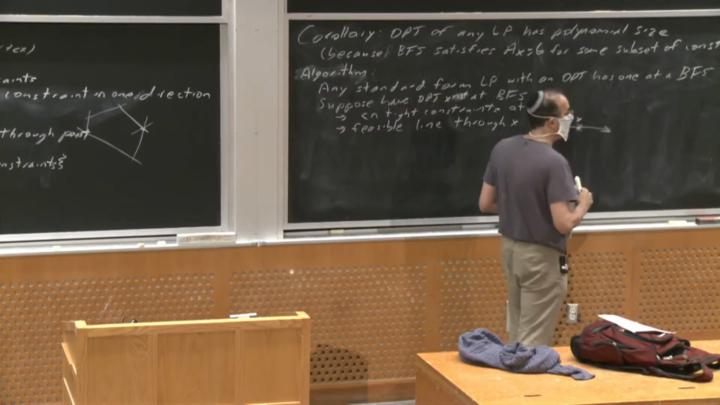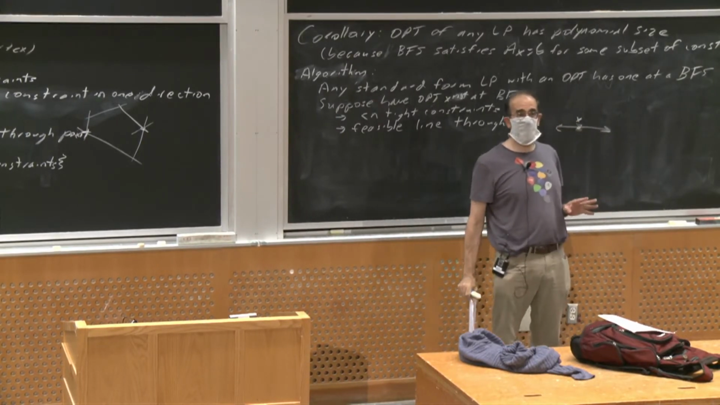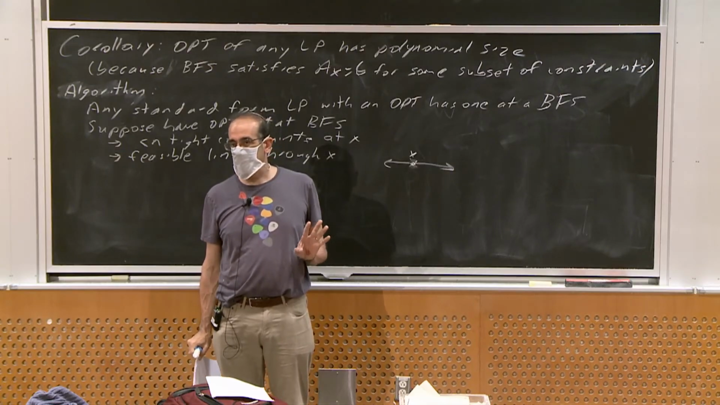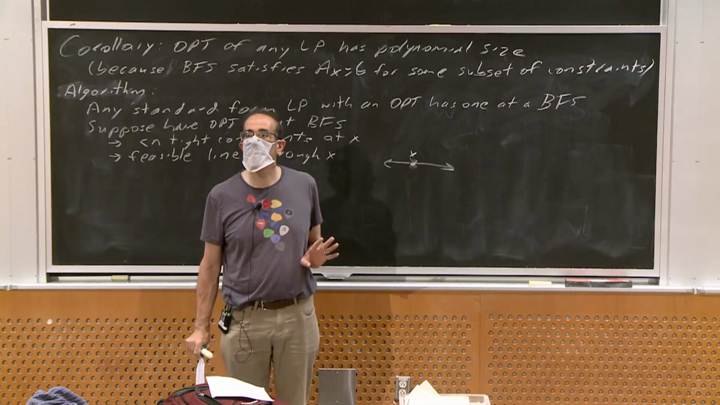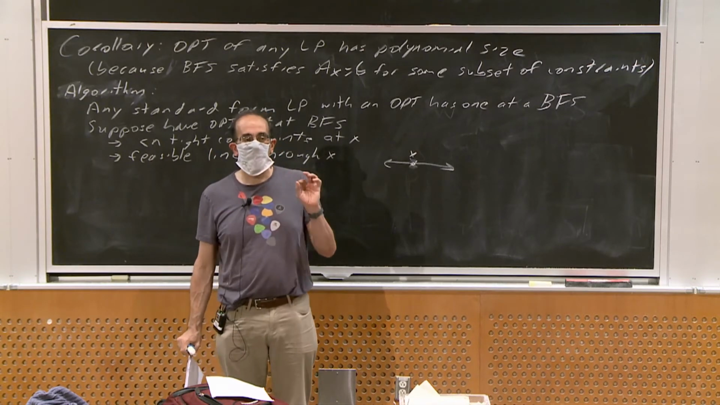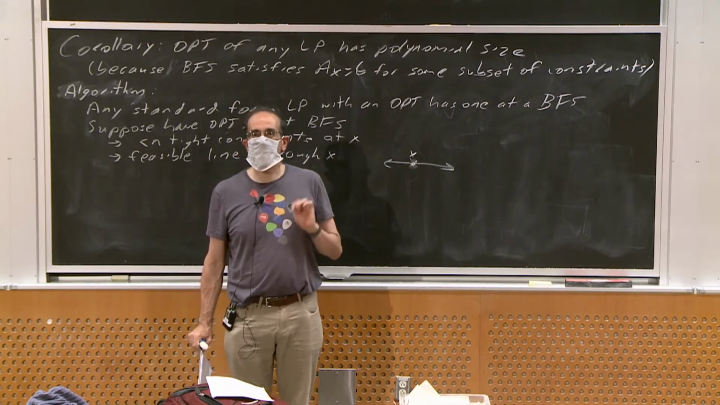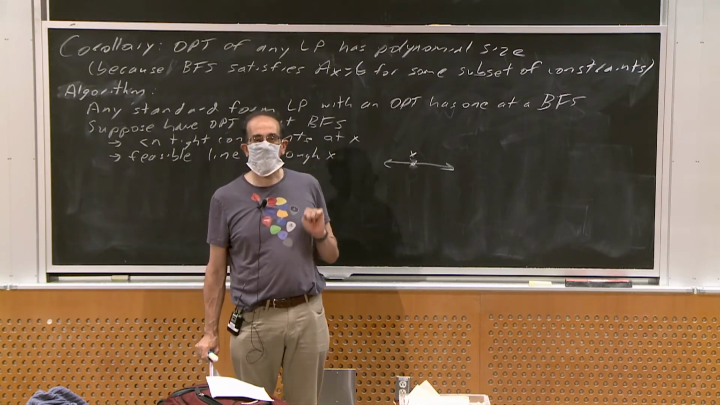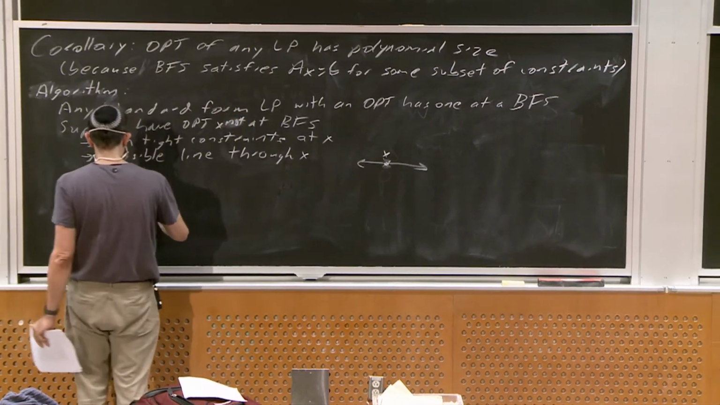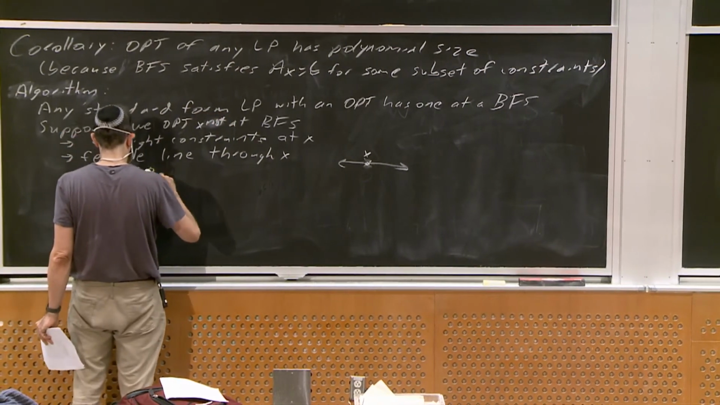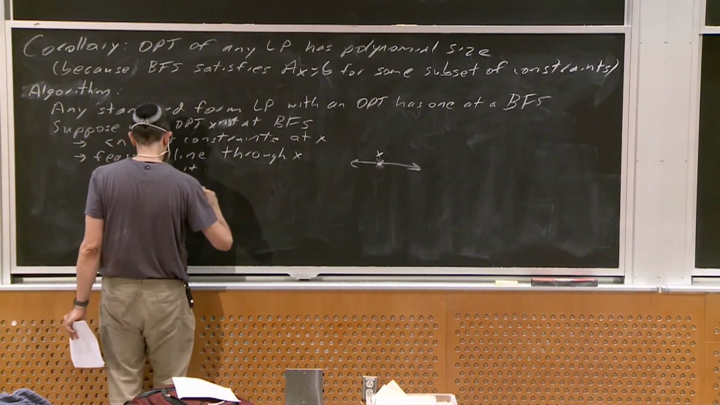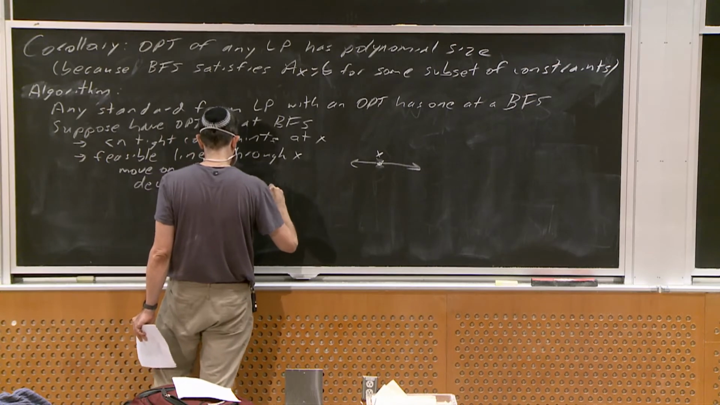Now, again, this is standard form, so it's a minimization problem. So what does it mean if it decreases? If it decreases, then we didn't start at the optimum. So that can't happen. So if there's a decrease, that implies we're not at the optimum.